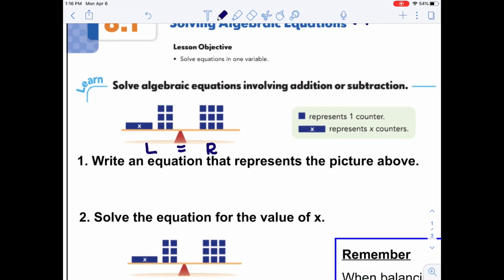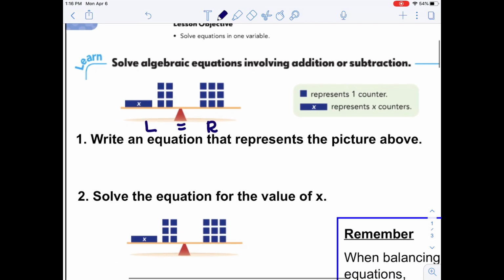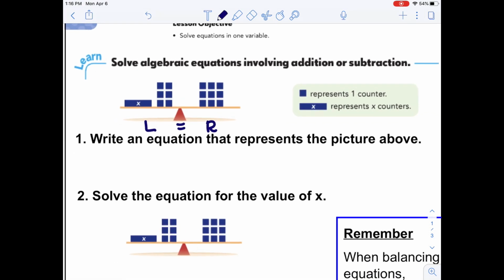So as we look at number 1, the first thing I want us to do is figure out or write an equation that represents our picture above. So let's figure out what we have on our left side. We know that we have an unknown number of counters of x, plus we also have 6 counters, or 6 here. Okay, and that is equal then to the right side of our scale, which is 9 counters. So our x plus 6 equals 9. That's our equation that we're going to be starting with to be able to solve. Okay?